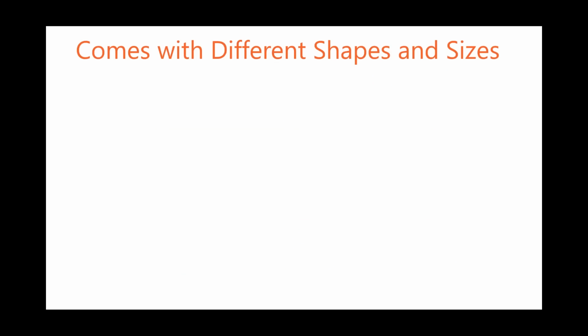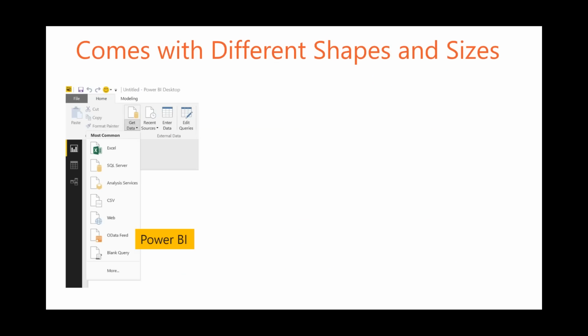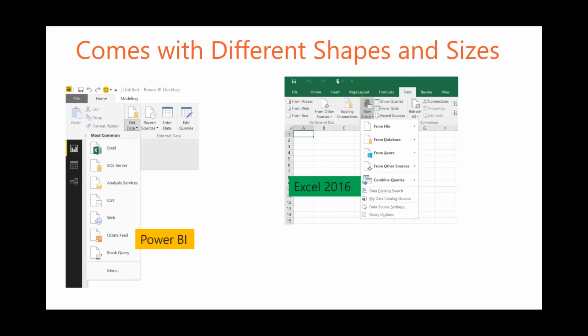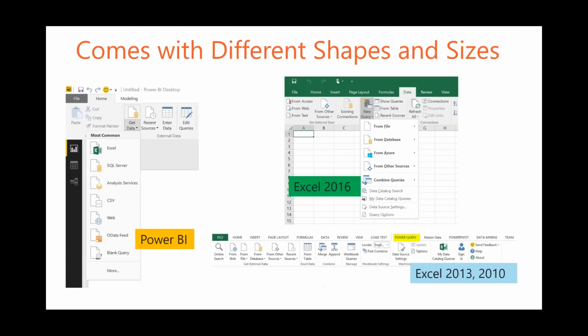Power Query comes in different shapes and sizes. Power Query is part of Power BI. You've probably seen that in the Get Data part of Power BI. Power Query also comes built into Excel 2016. That's in the Data tab, where you will see Power Query options. In Excel 2010 and 2013 it's a separate add-in that you have to install, and when you install it you will have a tab in your Excel called Power Query.